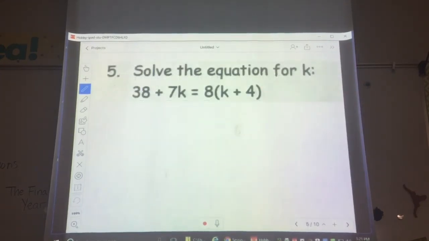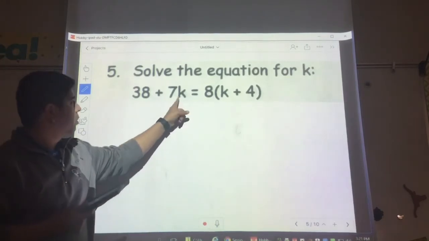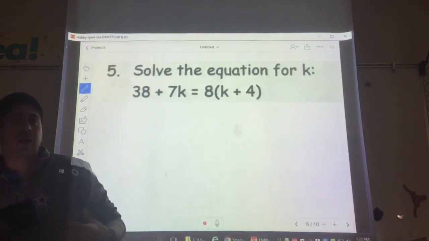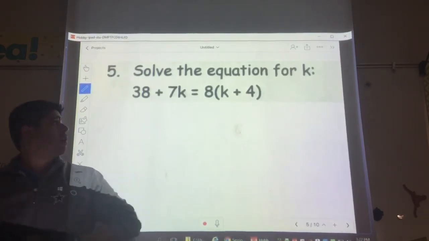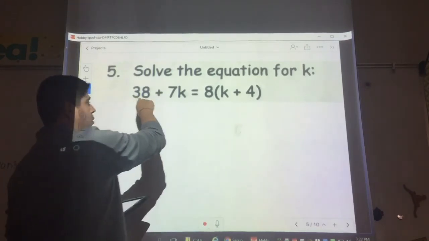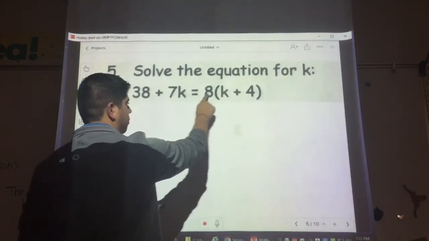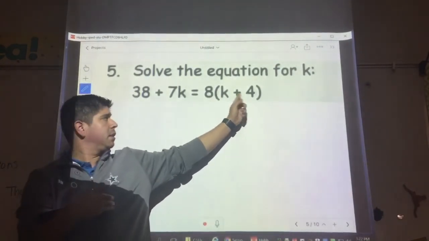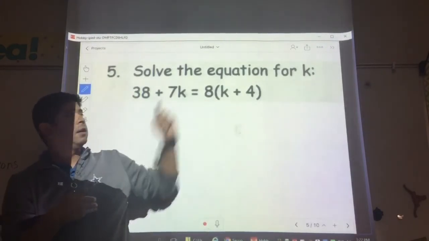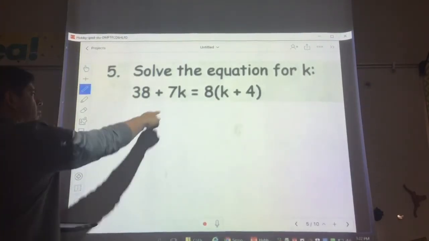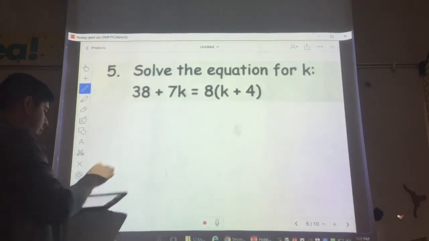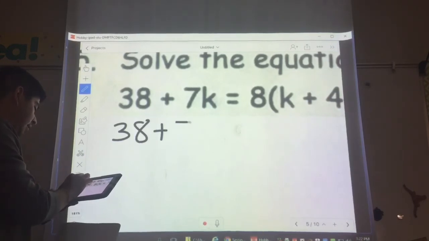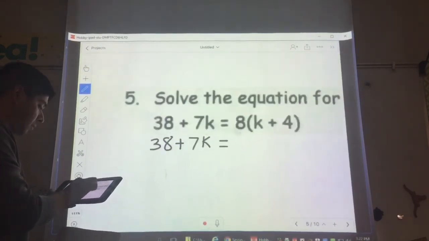Okay, number 5 says to solve the equation for k. So we're solving for k, it's just like if we were solving for x. Just because it's a different letter, don't let that confuse you. So if I look at my equation, I have parentheses here with an 8 outside of the parentheses. So what I need to do is multiply everything inside these parentheses by this number 8. So that's what I'm going to do first. I'm going to rewrite everything here exactly how it looks. So let's do that. 38 plus 7k equals.